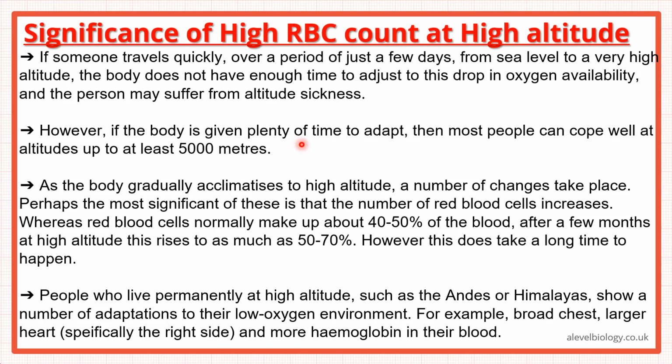but definitely अब आप slowly and gradually पर जा रहे हैं, body को time मिल रहा है, red blood cells ज़्यादा भी body के अंदर आ रहे हैं, अब जितने red blood cells ज़्यादा होंगे, it means more hemoglobin, ज़्यादा hemoglobin होगी, तो definitely it will have this high affinity for oxygen. ठीक है, so in this case, most people then can cope well with high altitudes up to around 5,000 meters. So as the body gradually acclimatizes to high altitude, a number of changes take place. Perhaps the most significant of this is that the number of RBC increases, whereas red blood cells normally make up 40 to 50% of the blood.